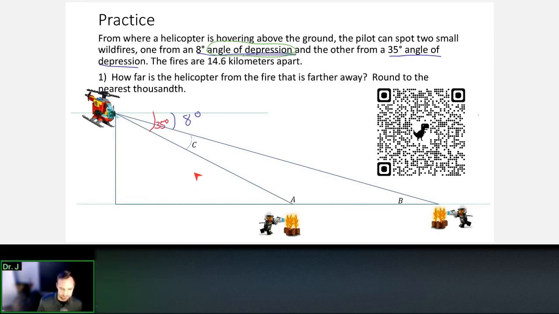So let's talk about these angles. This is 8 degrees. How did you find angle C? Naomi says 35 minus 8. Yeah, 35 minus 8. What is 35 minus 8? 27? Yeah, that sounds right. 27. Okay.